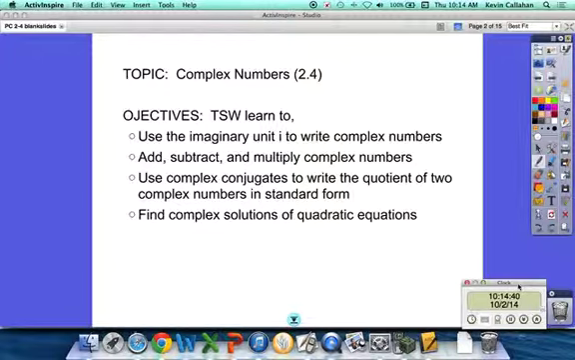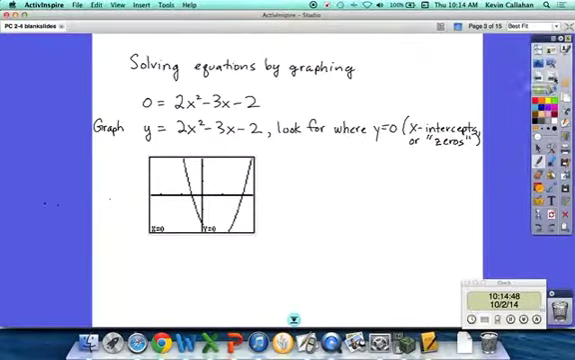So complex numbers. I know you've had this before, so a lot of the mechanics will be the same. I will probably set it up a little different than other teachers do. Unless you've been in my class before, some of you have heard it already.